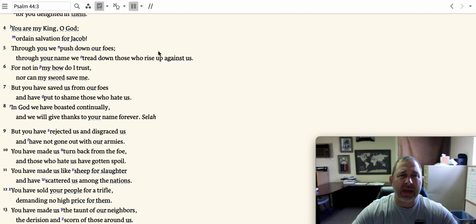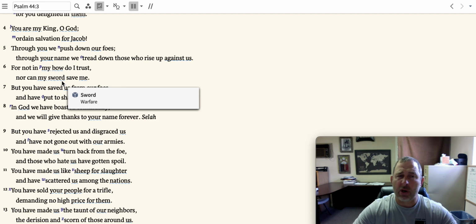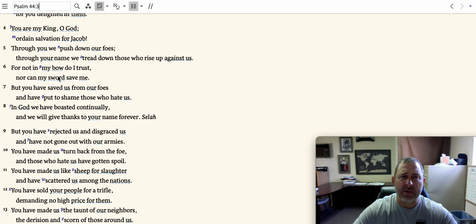Verse 4, "You are my king, O God, ordain salvation for Jacob." So again, we see this is a royal psalm, so here's God represented as king. "Through you we push down our foes. Through your name we tread down those who rise up against us. For not in my bow do I trust, nor can my sword save me." So here we have a part representing the whole.